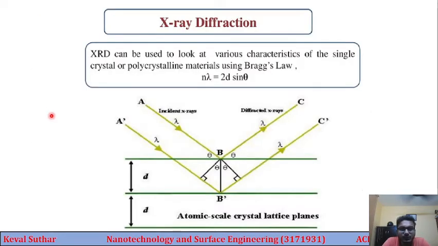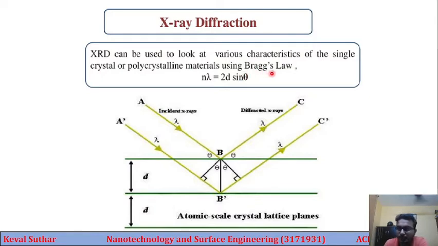Now let's move forward with our X-ray diffraction. As I told you, this methodology uses light, and we penetrate this light up to 50 nanometers in a material, and the diffraction which takes place after striking this material will give us information about that particular material. It is also known as XRD in short form. It can be used to look at various characteristics of a single crystal or polycrystal material.